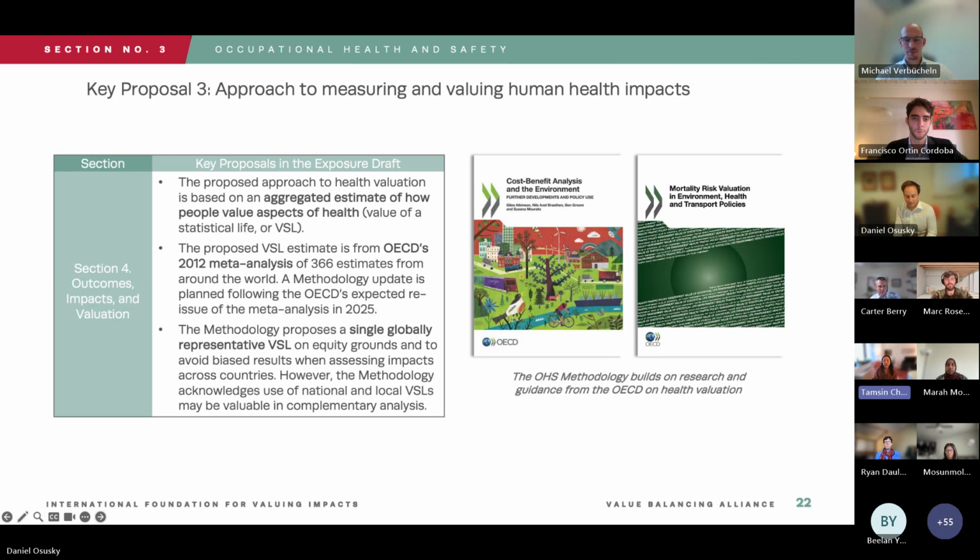Why does this happen? With VSLs, the literature does find that higher income populations have higher valuations for health, and lower income populations have lower valuations for health. Does that mean that a lower income person's health and life is worth less? No, the methodology makes the determination to remove that income variation by using a single globally representative VSL instead. However, context-specific VSLs can be incredibly useful in complementary analysis and could be appropriate, for example, if a company is operating in one country and wants to use a nationally representative VSL there.